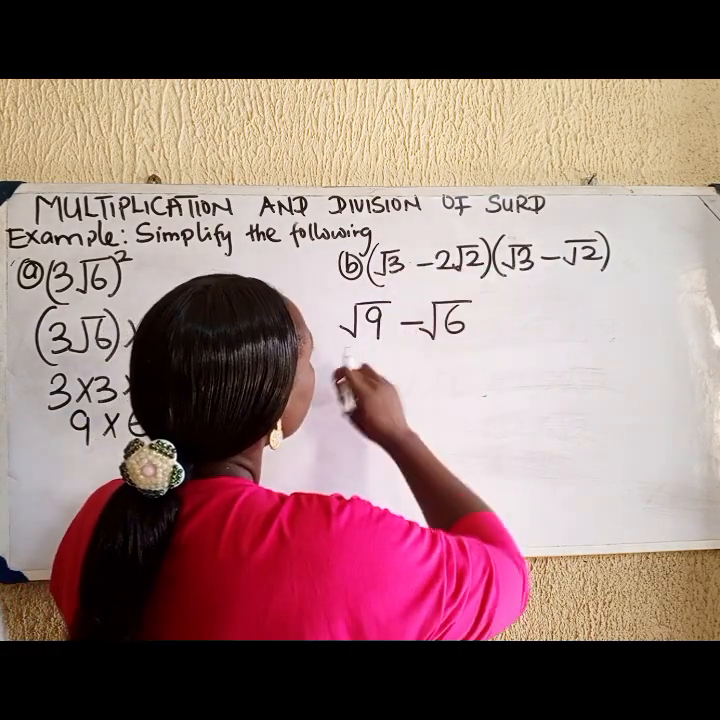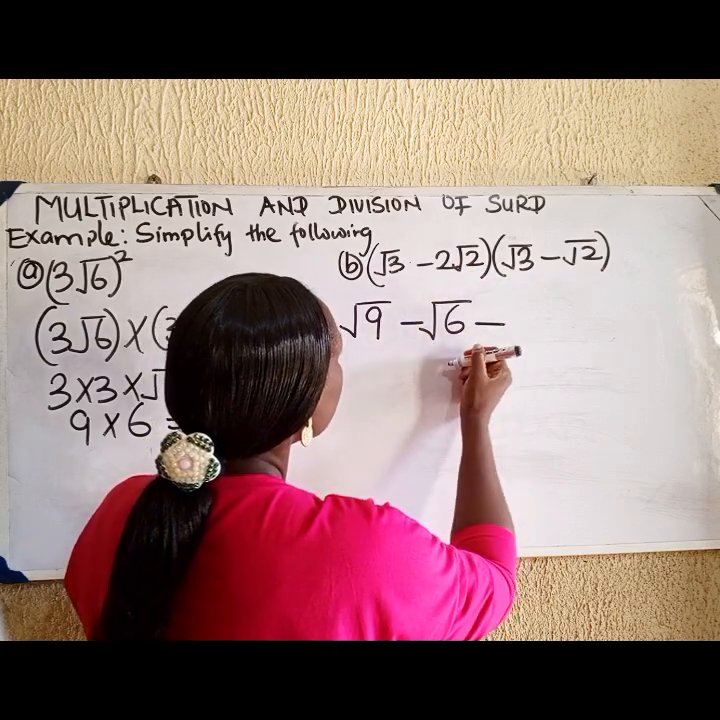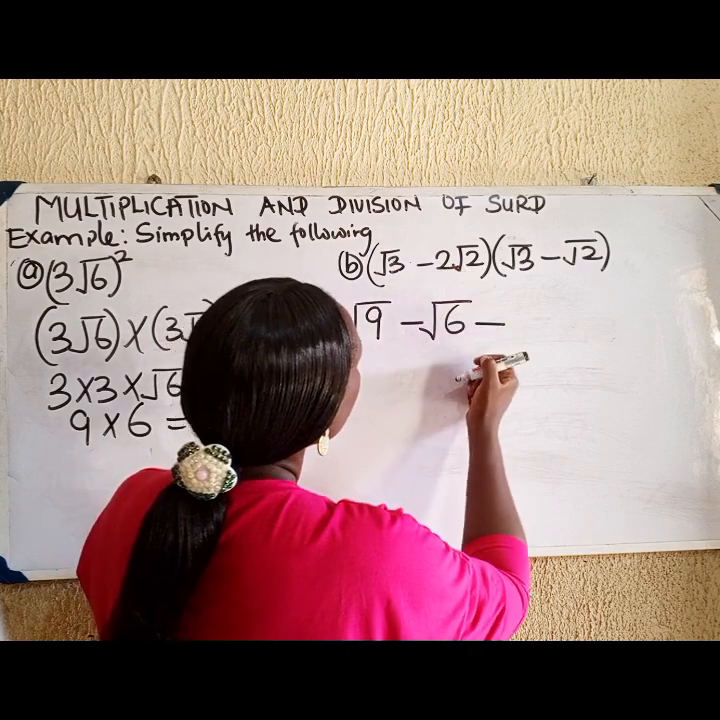So I will now come to this place. Minus 2 root 2 times root 3. I'll first of all put my sign. This is 2.